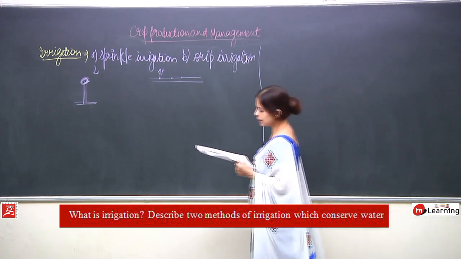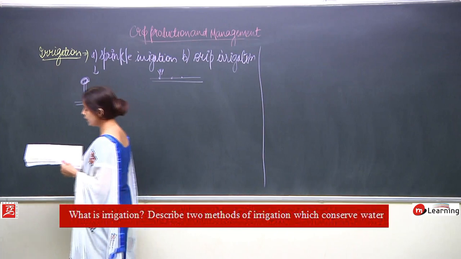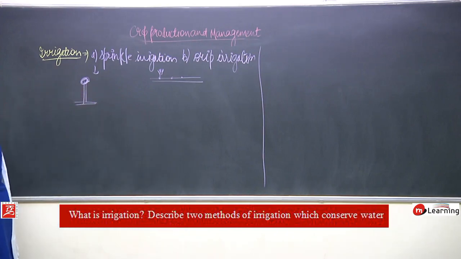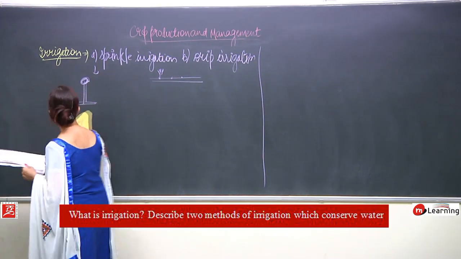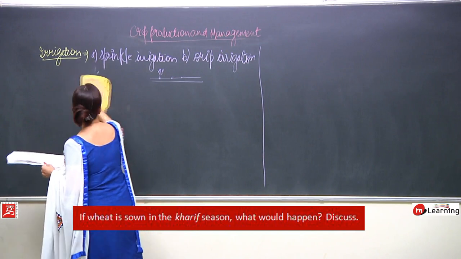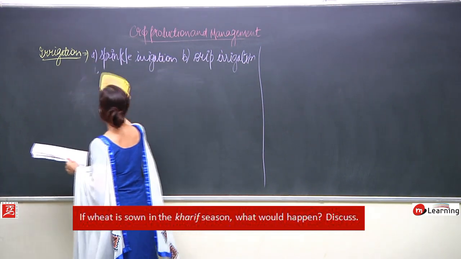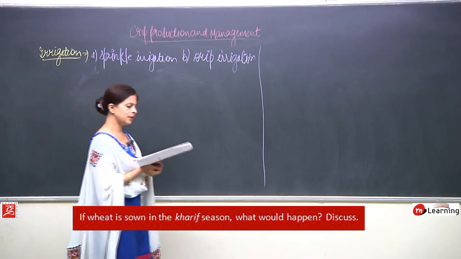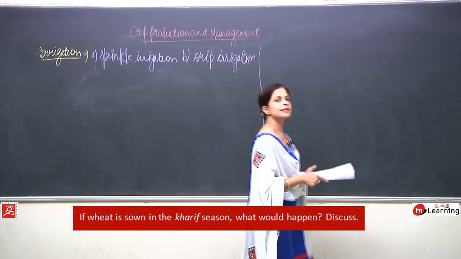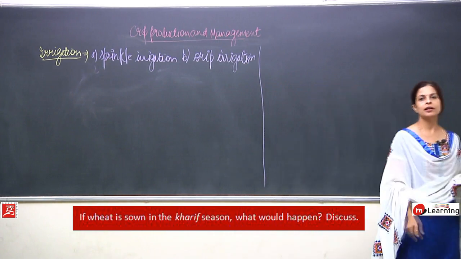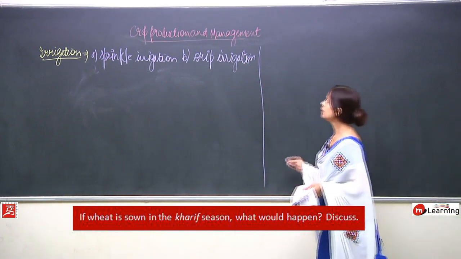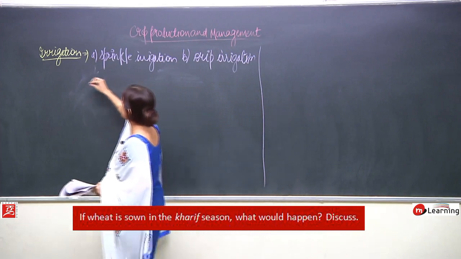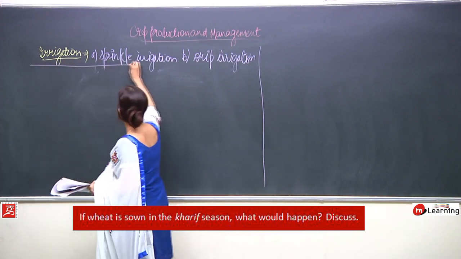Now, come to the next question. If wheat is sown in the kharif season, what would happen? Discuss. Just the same thing I asked you: if wheat is sown in the kharif season, that means if wheat is sown in the rainy season, what will happen?